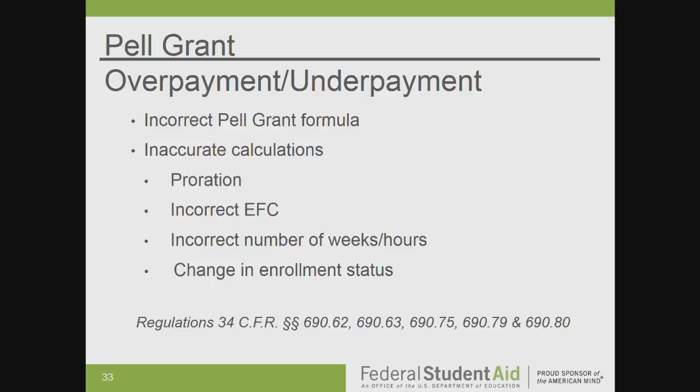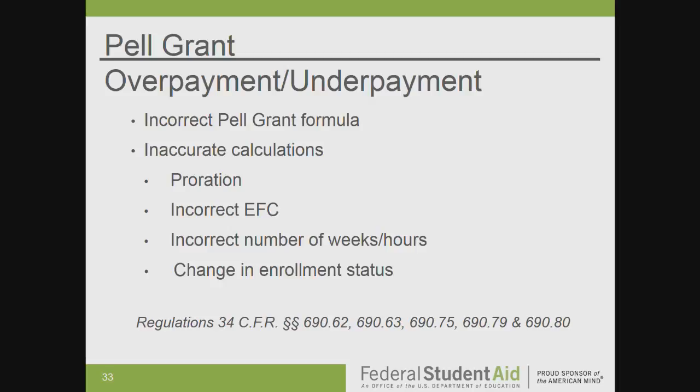Now, a change in enrollment status within a term, that's an optional recalculation. I don't know of many schools who do this, but the regulations don't require any Pell recalculation for changes in enrollment status after the student has begun attendance in all classes. However, your school can have a policy of recalculating an award, for example, after the drop/add period. Just remember, if such a policy is established, it must be applied to all students consistently within that program.